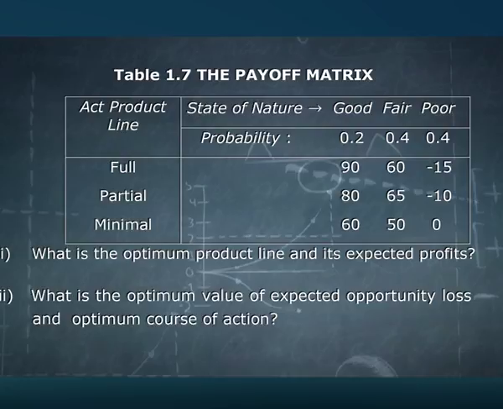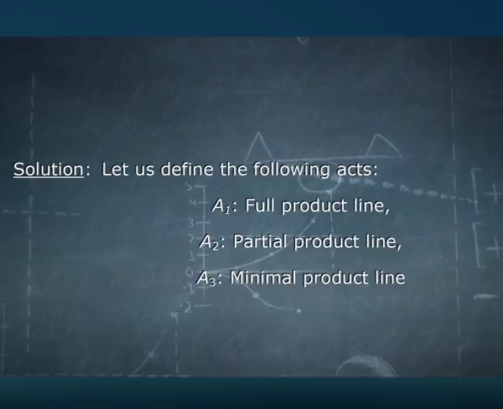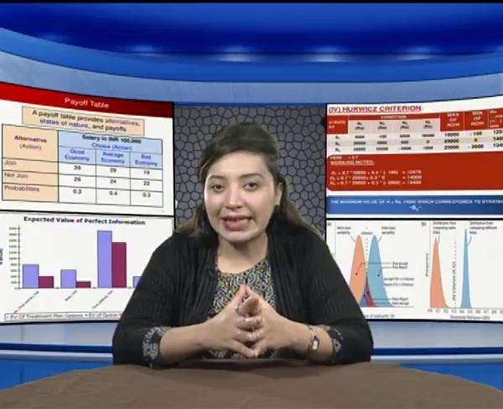First part, what is the optimal product line and its expected profits? Second, what is the optimum value of expected opportunity loss and optimum course of action? Let's see the solution. Let us define the following acts: A1 as a full product line, A2 as partial product line, A3 as minimum product line. So for the first part of the question, to find the optimum product line, we'll use the EMV criteria.